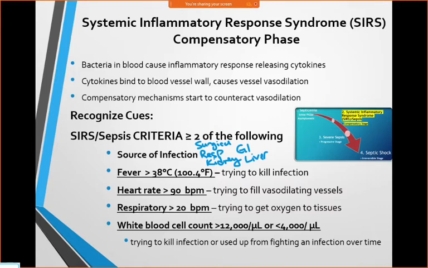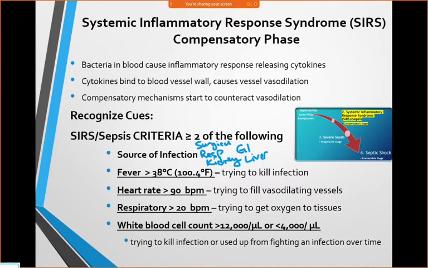And you can see the increased white blood cell count. Of course, if you're having a replicating infection, you will have an increased white blood cell count, especially if it's in your bloodstream. Those white blood cells are amping up, trying to kill off that intruder. But you can also have a super low white blood cell count, and that means that this has been going on for quite some time.